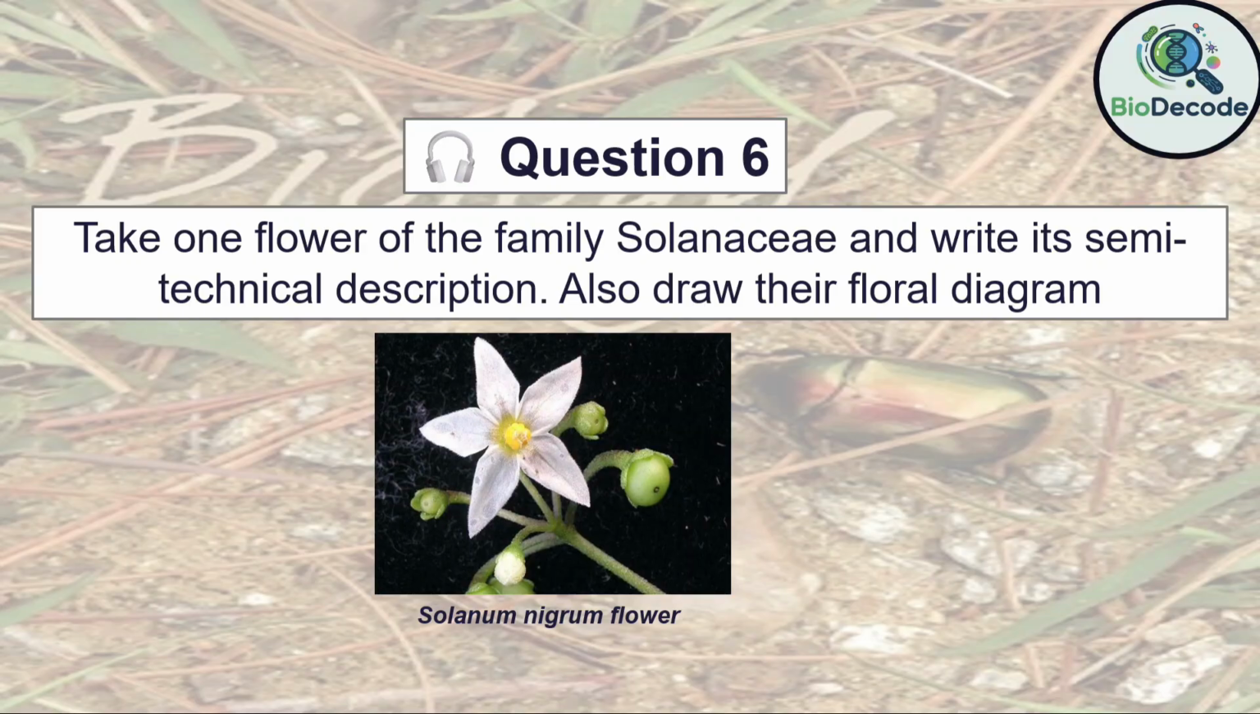Second, the calyx consists of 5 fused sepals, while the corolla has 5 fused petals with valvate aestivation. Third, the androecium has 5 stamens that are epipetalous, and the gynoecium is bicarpellary and syncarpous, with a superior ovary and axile placentation. Fourth, the fruit is typically a berry, containing many seeds. Finally, the floral diagram represents all these features schematically, showing the arrangement, number, and fusion of floral parts.